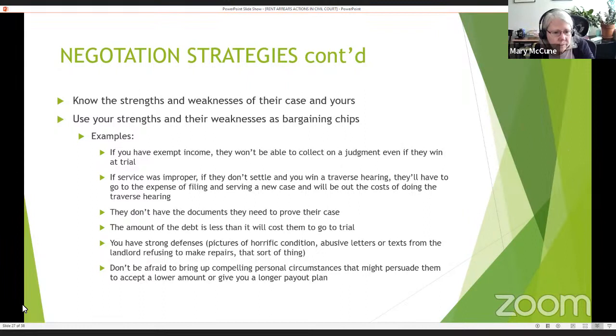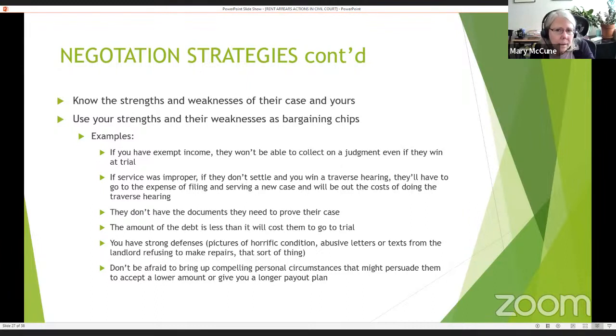If you have strong defenses, like you have pictures of horrific conditions in your apartment, abusive letters or texts from the landlord refusing to make repairs, voicemails they left you, that kind of thing, don't hold back on sharing that information because they do not want the judge to see that stuff. So they might as well settle the case.